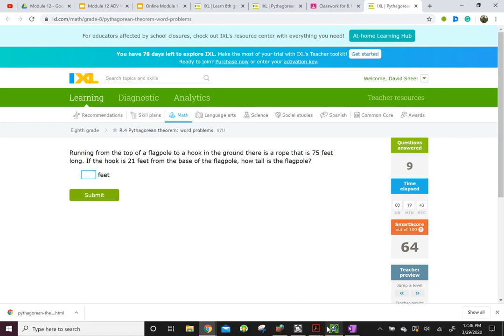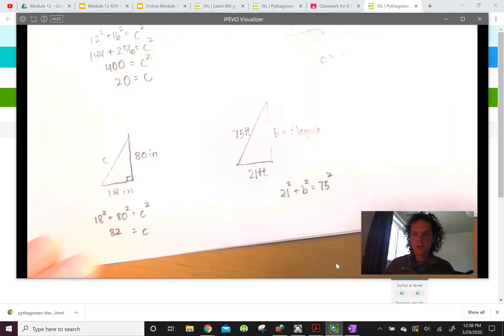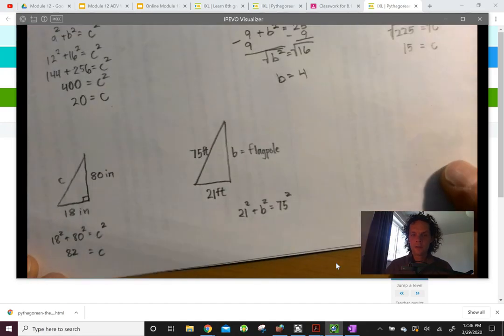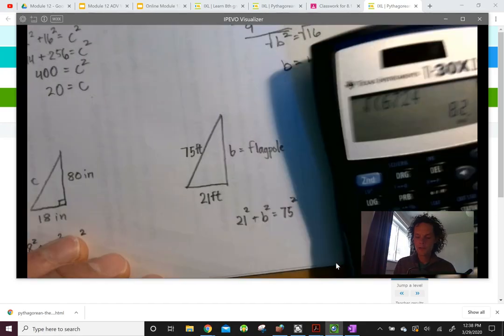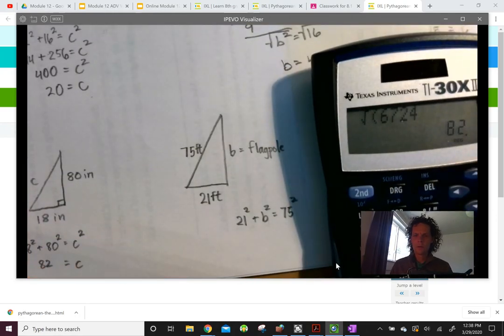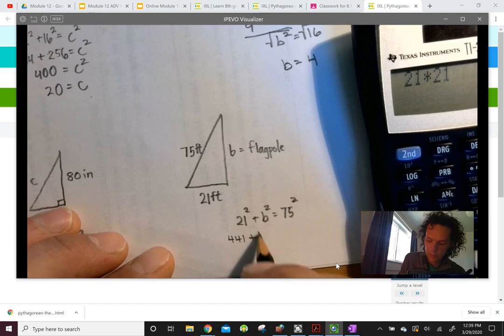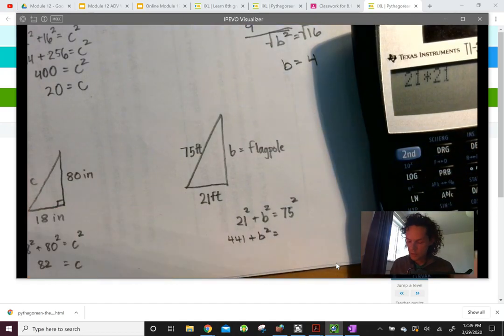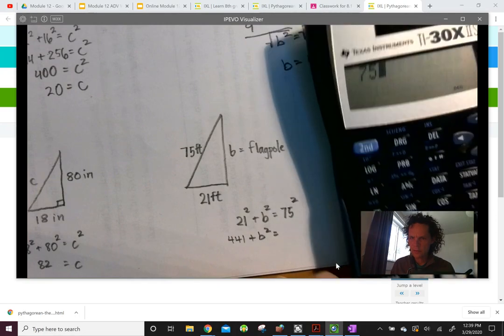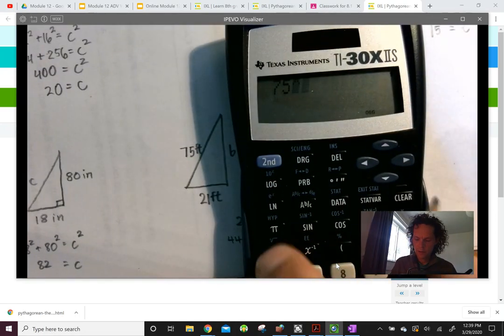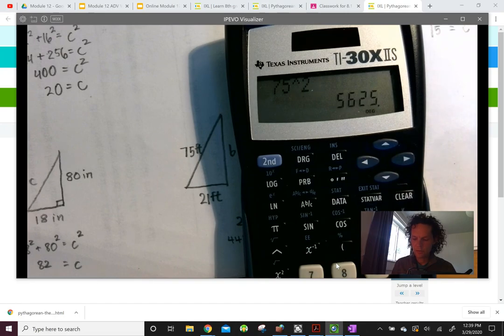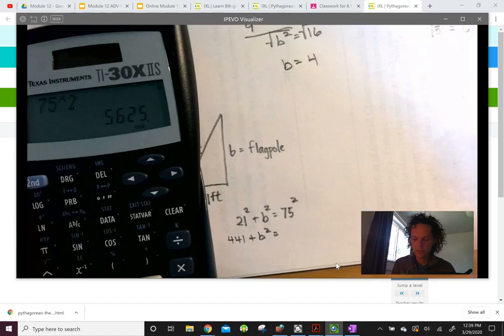Alright, so I've got a little drawing. I'm going to try and get that up. Let's see here. Alright, so there's my drawing right there. 75-foot rope, 21 feet away from the bottom. So I'm going to do 21 times 21, or 21 squared. That's 441. So 441 plus b squared equals 75 squared, which is 5,625.